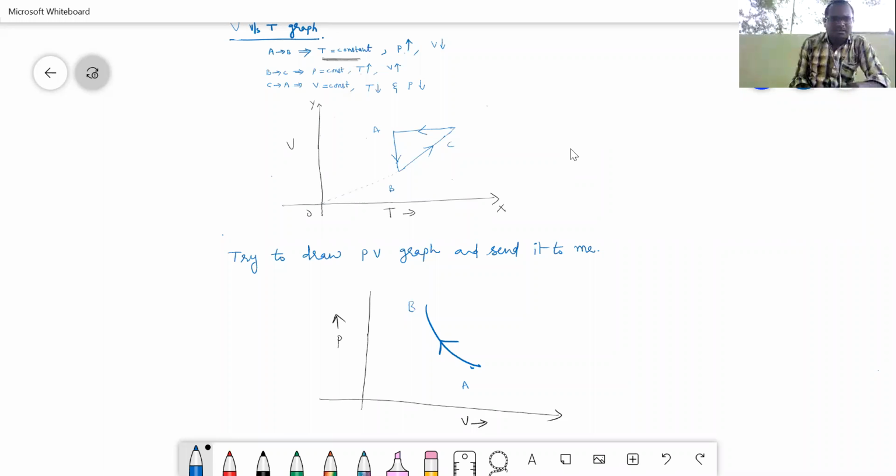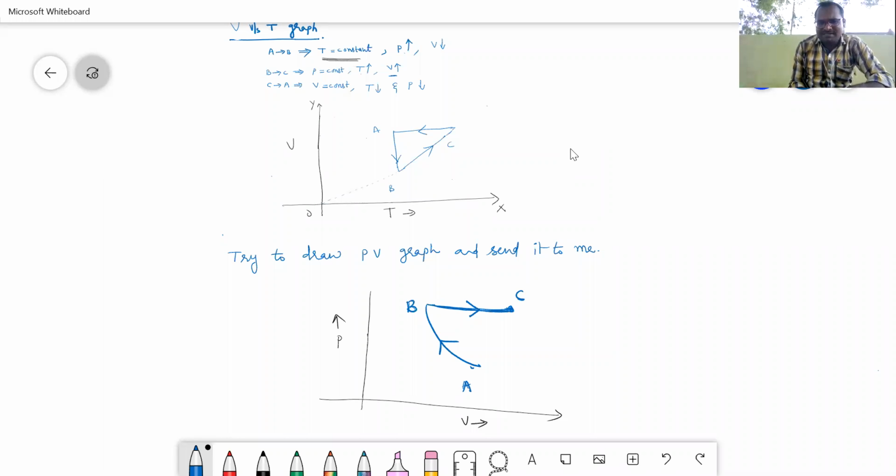Now, see B to C, what happened? B to C, pressure is constant. Pressure constant means we should draw a horizontal line. Yes, horizontal line I have drawn. Now, what happened to temperature and volume? Volume is increasing, so the arrow mark should be this side. So, this we can say C. This is B. This is A. We came to point C.